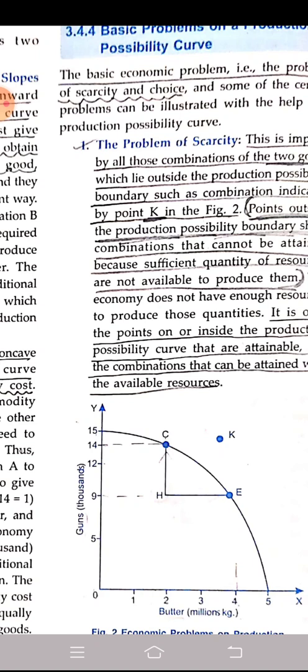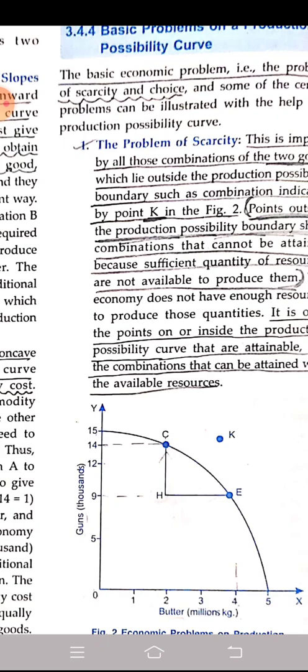Points outside the production possibility boundary show combinations that cannot be attained, because sufficient quantity of resources is not available to produce them. So whenever we get a point outside or above the production possibility curve, like point A, we say that it cannot be attained by the country because it is beyond their reach.